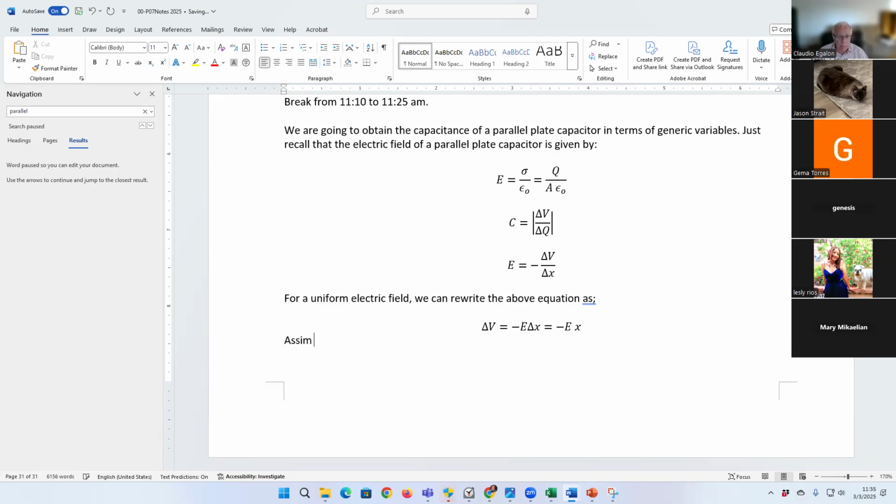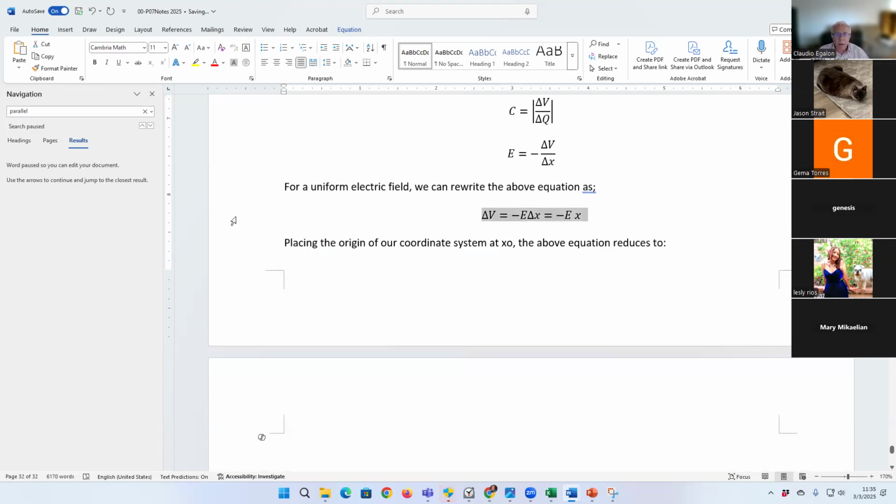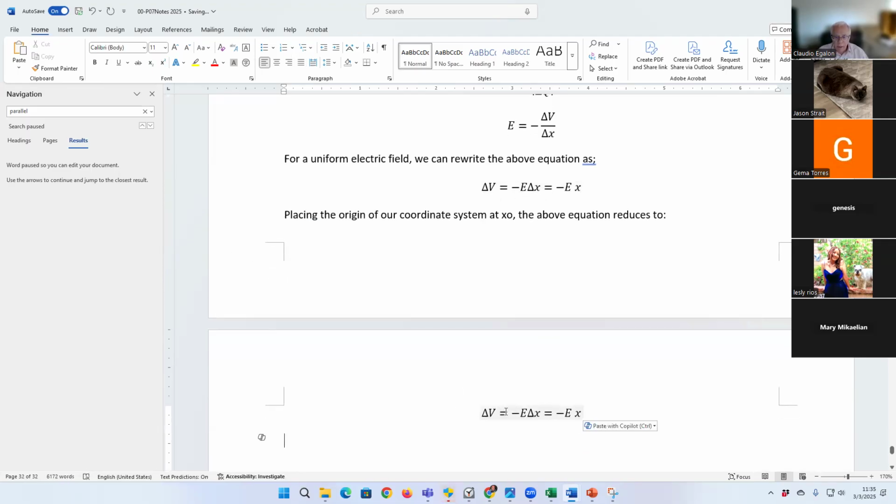Assuming, okay? Placing the origin of our coordinate system at X naught, the above equation reduces to, and I'm gonna here write that, okay? Just bear with me here. You go, can be reduced to, and then I erase this one like that, okay? Reduce to.